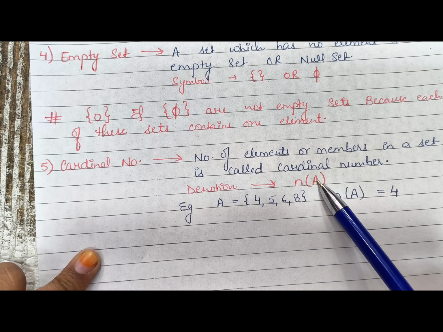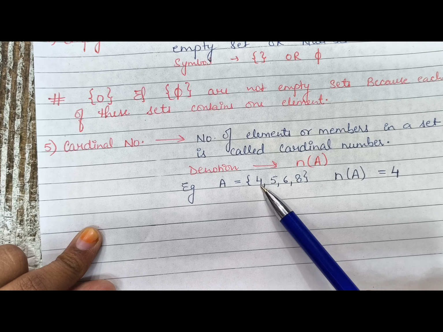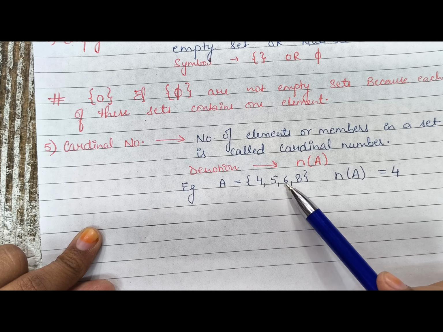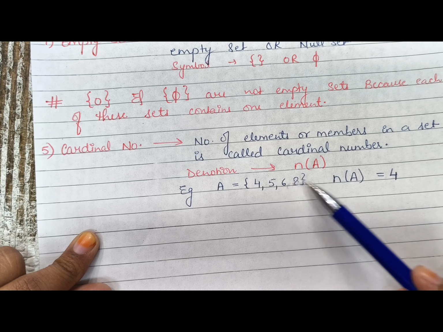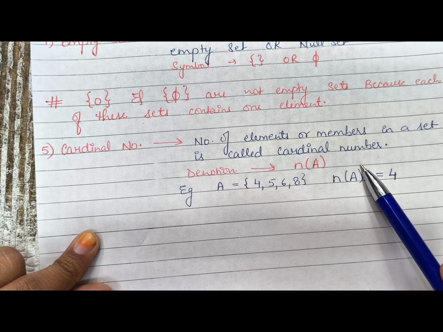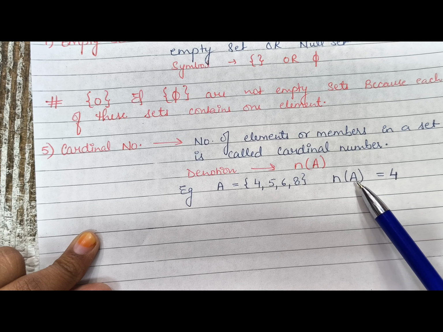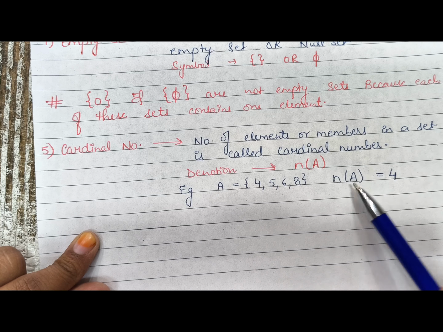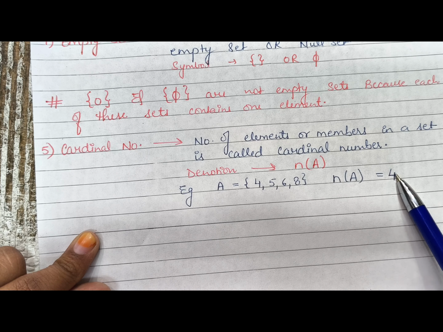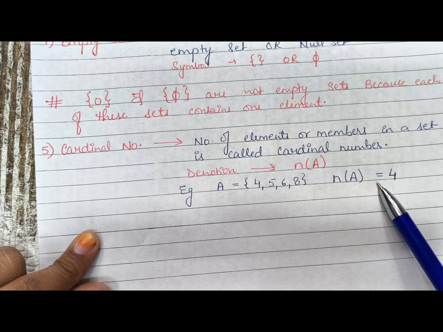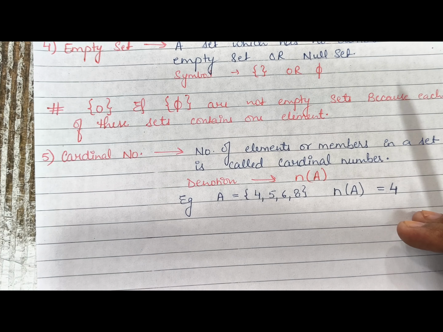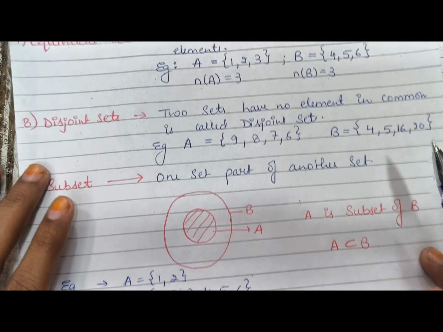For example, there is a set A and the elements are 4, 5, 6, 8. So how many elements are there? 1, 2, 3, 4. So n(A) is the number of elements of set A. Name of the set is A, so here we'll write A. And how many elements are there? 4. 1, 2, 3, 4. So the cardinal number of set A will be 4. Coming to the next.